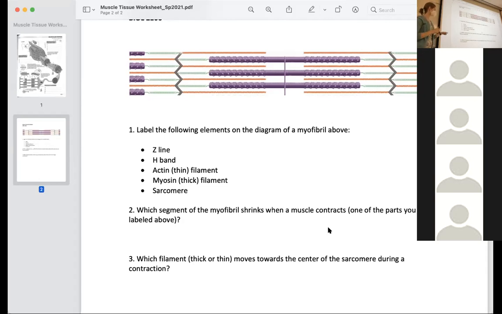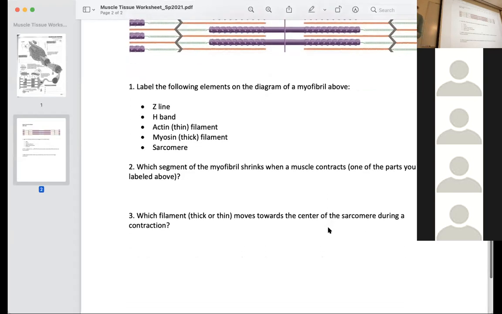Okay, and then finally, which of these filaments actually moves towards the center during a contraction? The thick or the thin? The thin, yeah, the actin is the one that's moving. The myosin doesn't move. The myosin kind of stays in place and pushes the actin along towards the middle. So it grabs onto the actin and pushes it towards the middle of the sarcomere. So yeah, the actin will move, the myosin will stay in one place. The heads will just grab onto the actin and shift it. Okay.